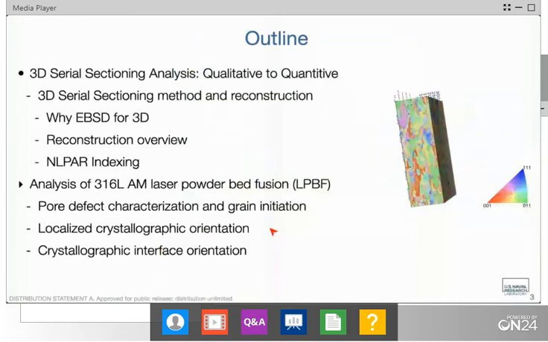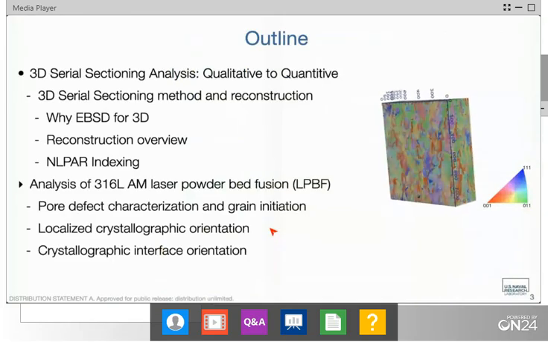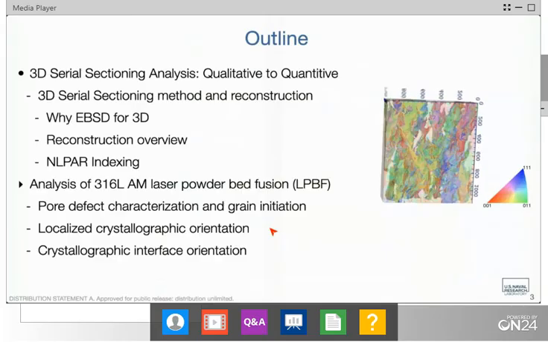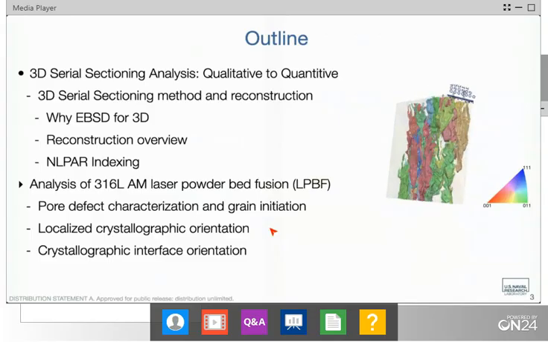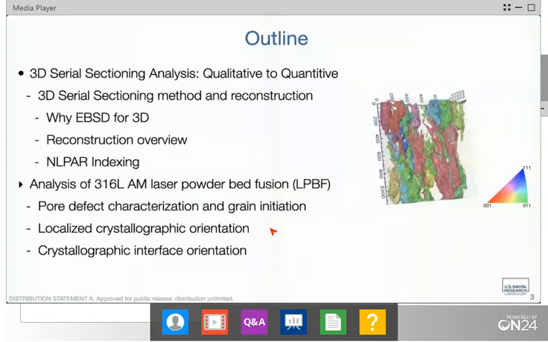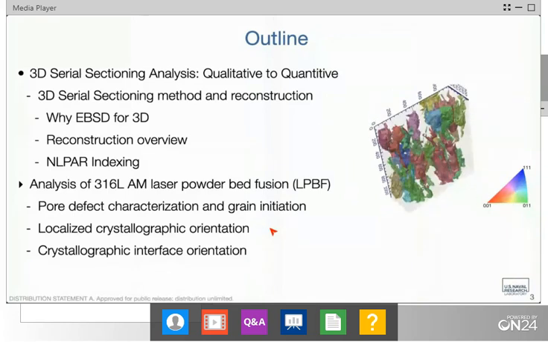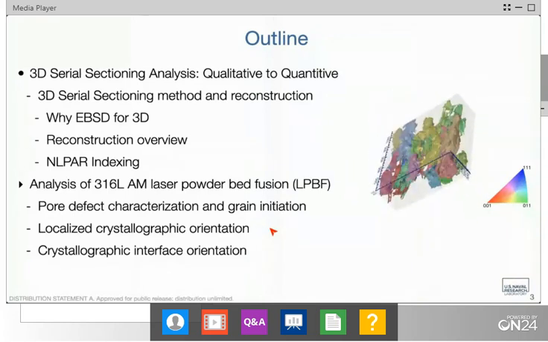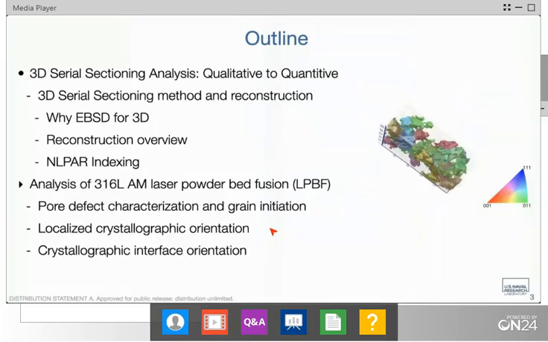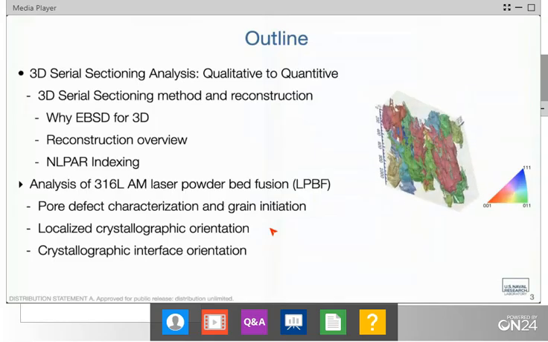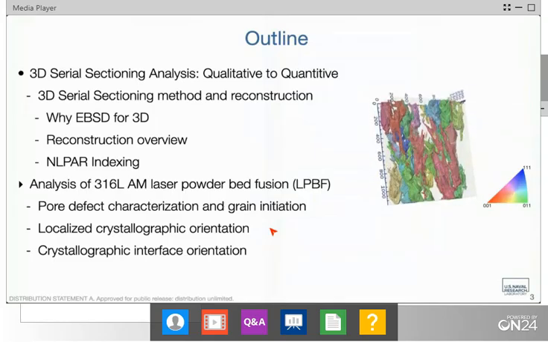But this is what our outline for the talk is for today. We're going to be looking at 3D serial sectioning, and really this idea of moving from qualitative to quantitative. Why do we use 3D serial sectioning? And then why EBSD is so important for this. We'll go over a brief overview of the reconstruction methods. And I'm also going to have a brief discussion of the NLPAR algorithm and how important that was for the work that we're looking at today. And then finally, looking at some analysis. What kind of data can we extract from these types of reconstructions?